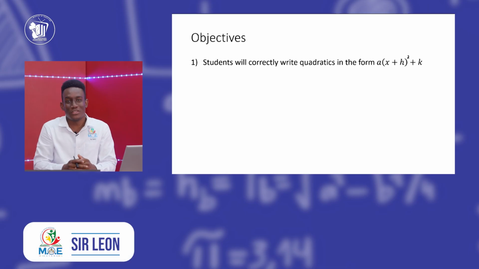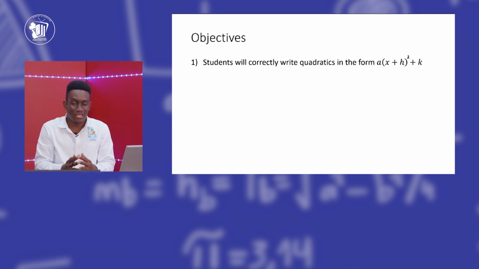At the end of this video, you should be able to write the general form of the quadratic in the form a open bracket x plus h close bracket squared plus k, or an equivalent form to this one that I have on screen.